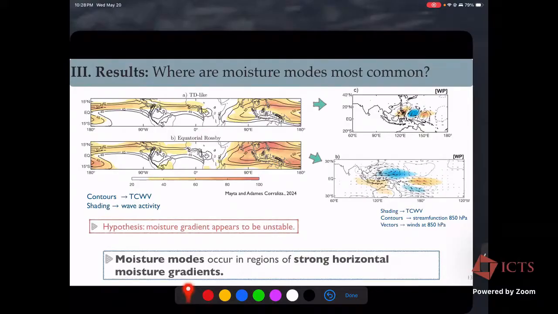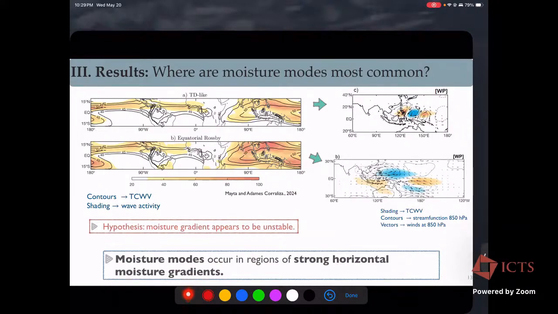And now the question is where these moisture modes are most common. To answer this question, I'm showing here in contours the total column water vapor, and the shading corresponds to the variance of the wave activity, basically showing where these waves are more active. This first one is for the TD-like disturbances, and the second one is for the equatorial Rossby wave, which is the other moisture mode in the whole tropical domain.